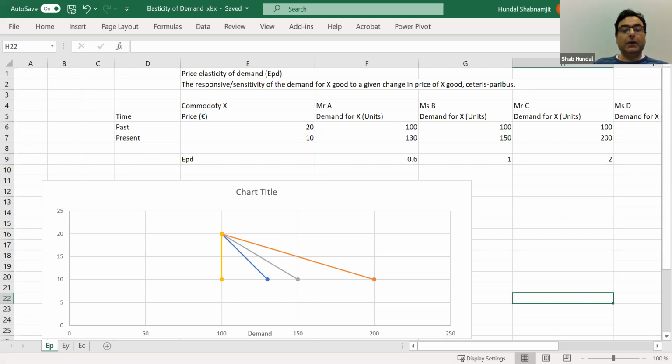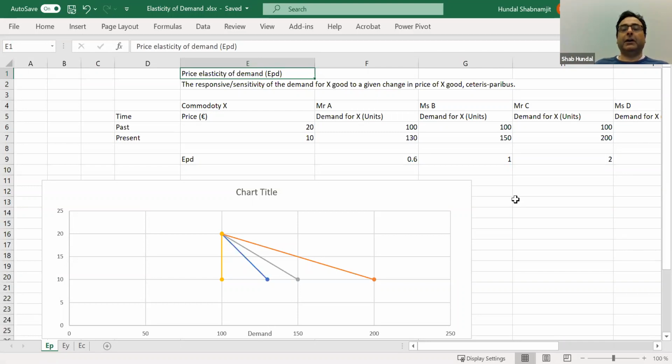So very quickly, I just copied this definition of price elasticity of demand from the lecture slides, which I shared with you last week. It says that the price elasticity of demand shows the response or the sensitivity of the demand for X good to a given change in the price of X good. So the quantity demanded of X good is dependent on the change in the price of X good itself, ceteris paribus, all else being equal.